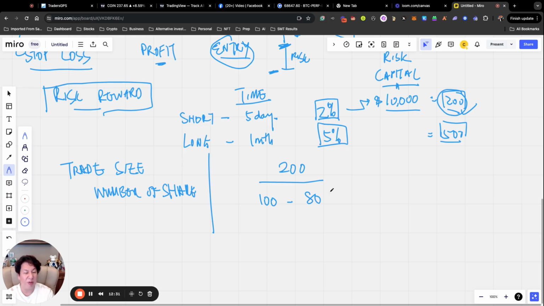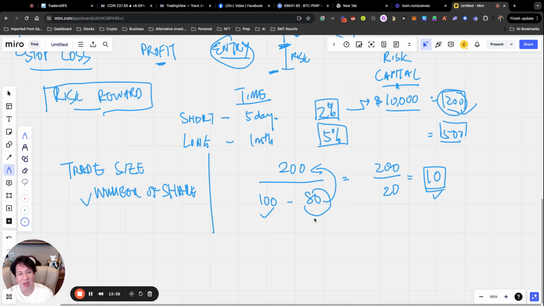Let's just put $80. So in this case, your number of shares to buy, with minus $20 in the denominator, will be 10 shares. So 10 shares is the number of shares that you buy, and you are buying at $100. And if the price were to drop down to $80, which is 20% down, quite a lot within 5 days, then you will lose $200.